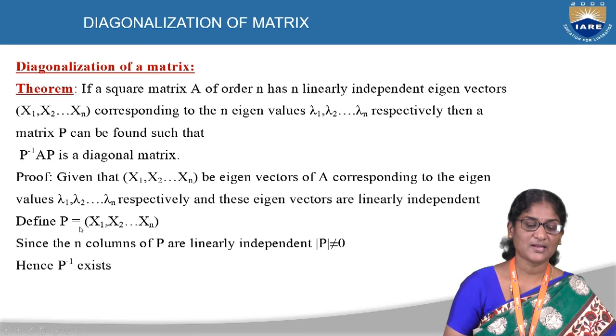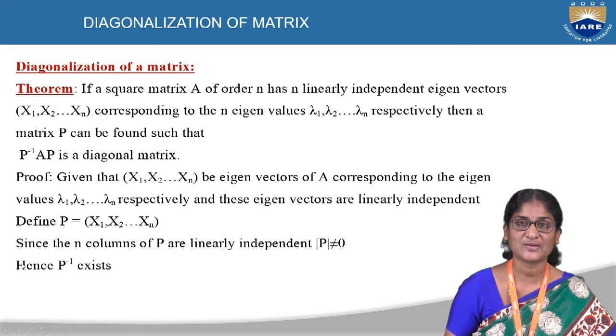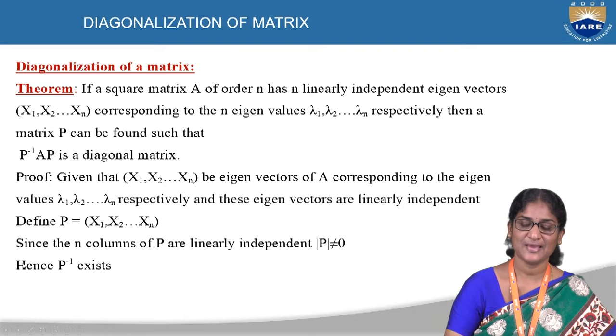Given that x1, x2, so on up till xn are eigenvectors of A corresponding to eigenvalues lambda 1, lambda 2, so on up to lambda n respectively, these eigenvectors are linearly independent. We'll define P as the set of these linearly independent vectors. Since the n columns of P are linearly independent, the determinant of P is not equal to 0. Hence, the inverse of the matrix exists, that is, P inverse exists.